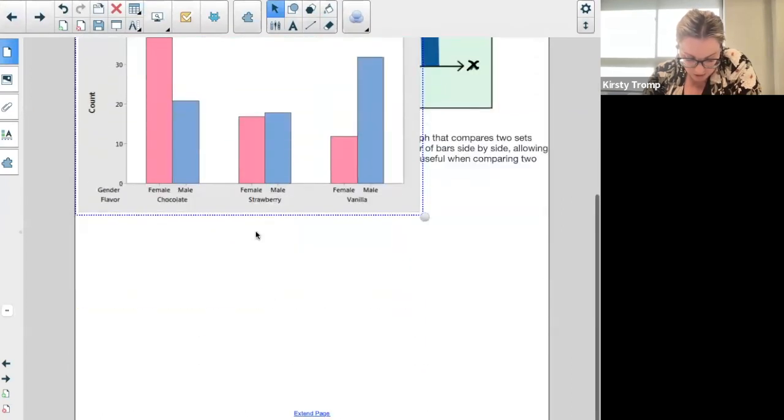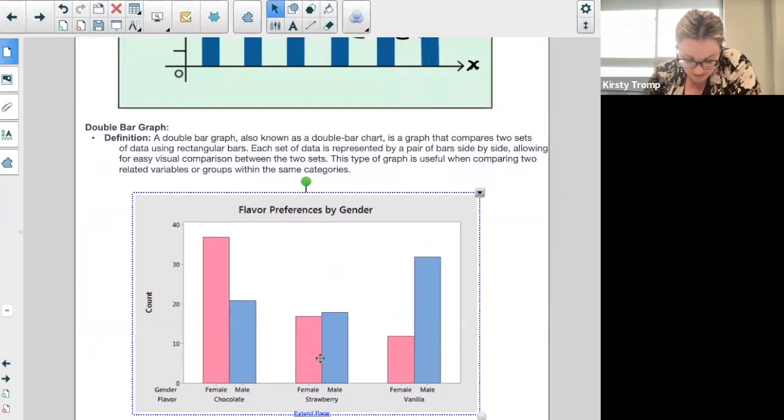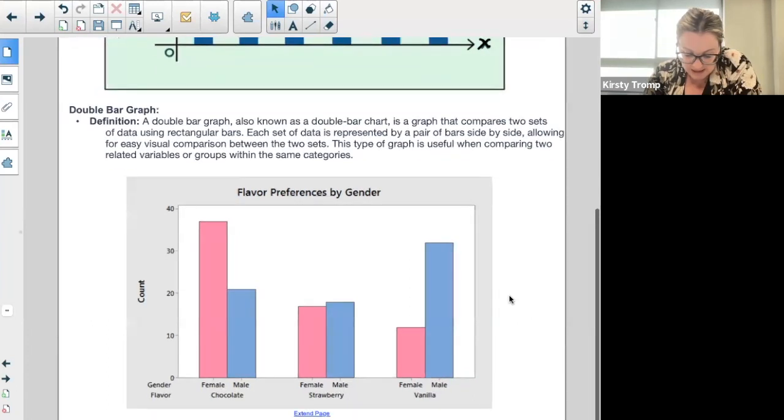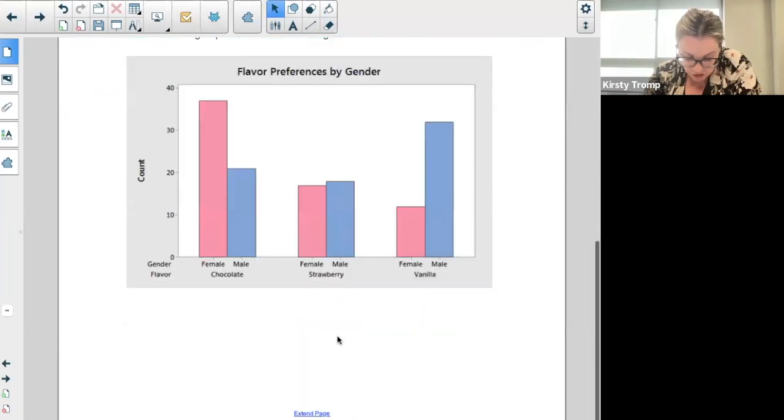So in this bar graph, like I said to you, it says flavor preferences by gender. So for example, maybe they looked at the flavor of ice cream that males and females liked. Okay, so they were comparing what flavors males and females liked out of ice cream. Okay, so it can be clearly seen because we're comparing the data next to each other like that. I'm going to give you a few minutes to take that down or take a screenshot.